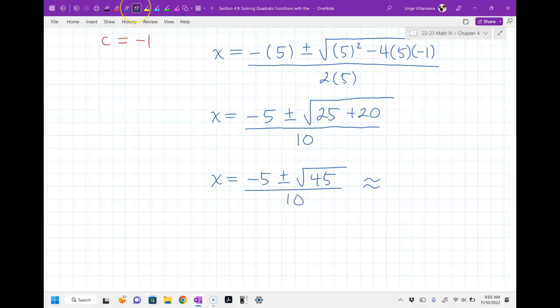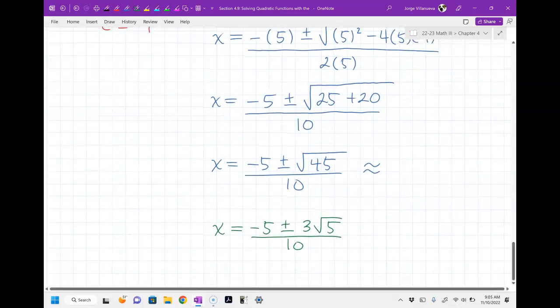Now, just for the purposes of doing a little bit extra, the square root of 45 is 9 times 5, right? 9 times 5. And 9 has a square root of what? 3. So that means this is 3 square root of 5 over 10. That's the way you can simplify it. But notice I'm not going to go there. I just want to find my two answers.